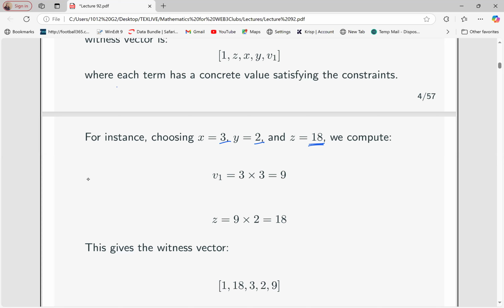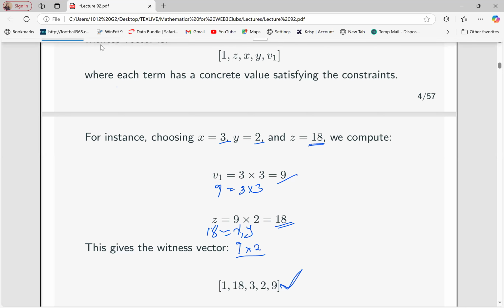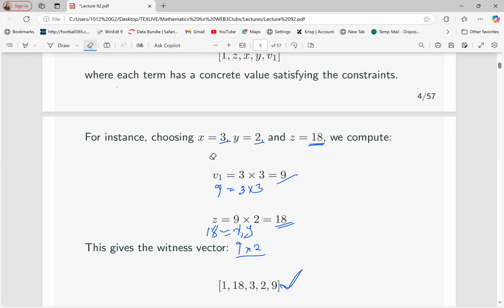So you must also give us V1. If he gives us V1 to be 9, we just want to verify that 9 is X squared, which is 3 times 3. Then after that, he has given us Z. So again, we verify whether V1 times Y gives us 18. V1 has been given as 9, and we multiply by 2 to see whether it's 18. So this again becomes a valid witness. Apart from the one we had looked at, this is another valid witness.